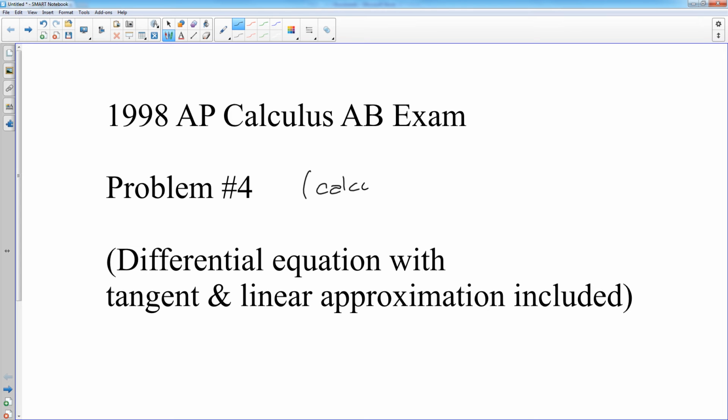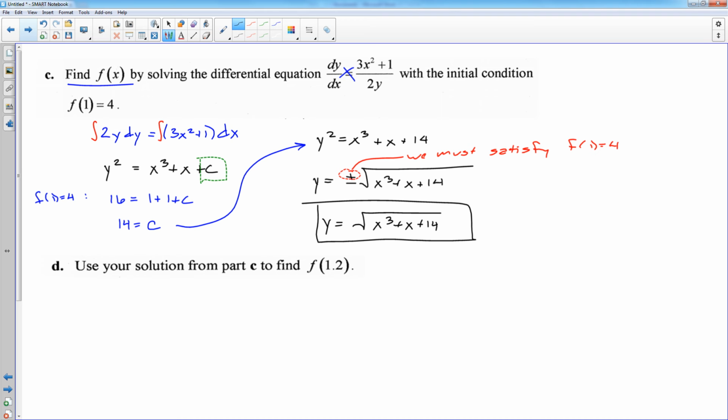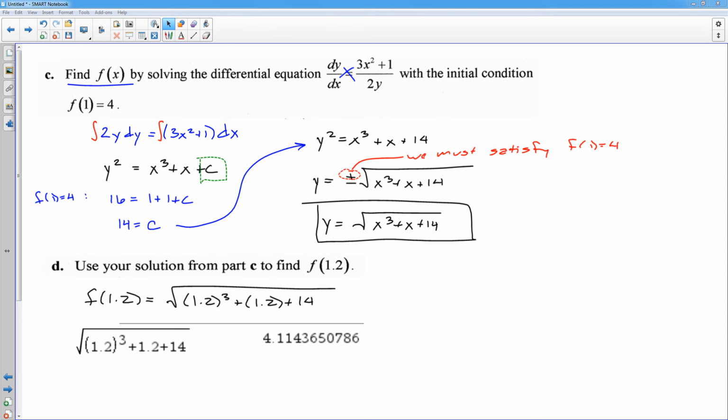So we are allowed to use a calculator, and we will use the calculator in part D. It says use your solution from part C to find f of 1.2. So f of 1.2 is going to be the square root of 1.2 cubed plus 1.2 plus 14, and we'll simply throw that in the calculator. And there's your answer when you plug this in the calculator.